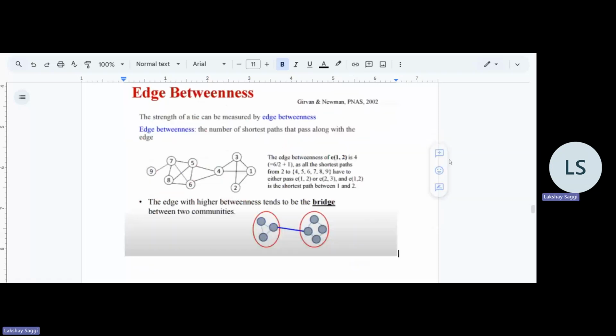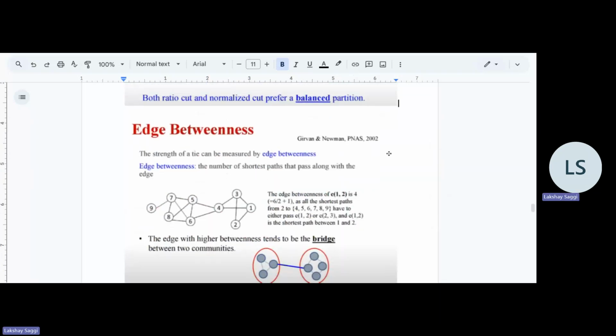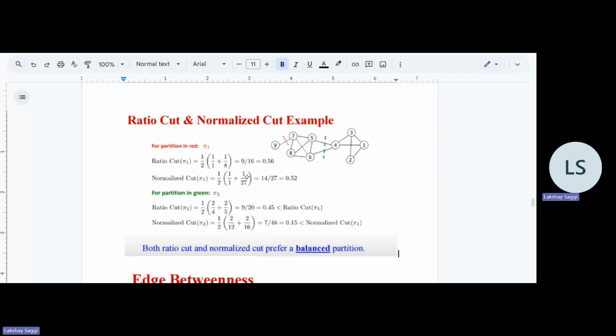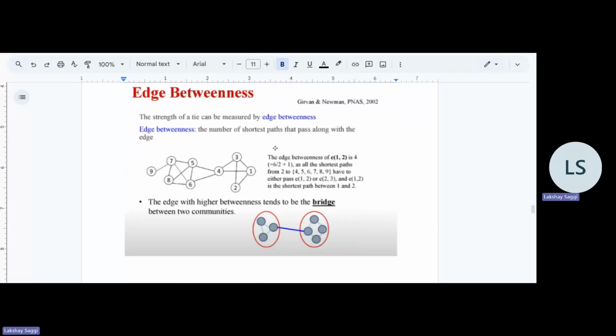So now, this is one measure which is a good measure for us. At least ratio cuts and normalized cuts are good measures. But again, as you already said, there is not one glove that fits all. So maybe there are some other measures which are also good for us. Then there is this measure which comes into the picture, called edge betweenness.